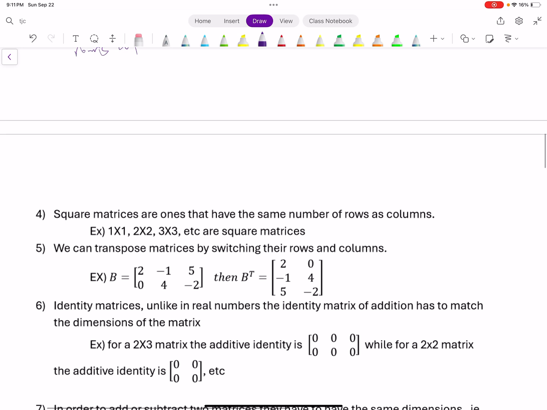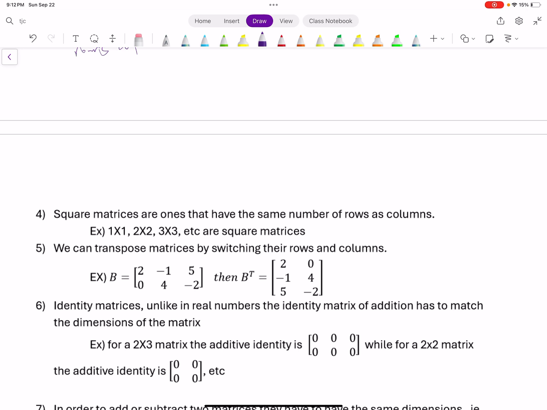We can also have what's called square matrices. So square matrices are when they have the same number of rows as columns. So you can have a square 1 by 1, a square 2 by 2, square 3 by 3, etc. Square matrices are quite important, and we do a lot with them later.